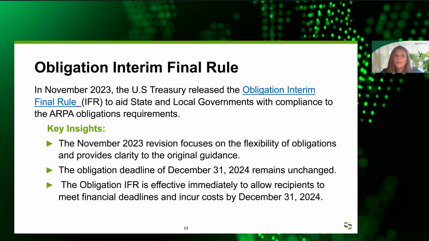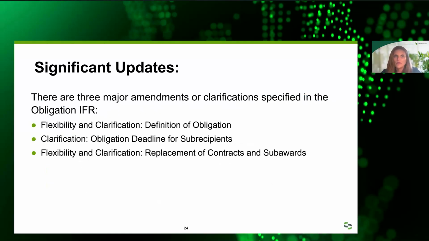Okay, so one of the things that I wanted to talk about too is the obligation interim final rule. There were some insights in some of the things that have gone on. There was a revision to focus on the flexibility of the obligation and provide clarity to the original guidance. Talked about the deadline being unchanged of December 31st, and the IFR is effective immediately to allow recipients to meet the financial deadlines and incur costs. So those are the key insights to what the rule was.